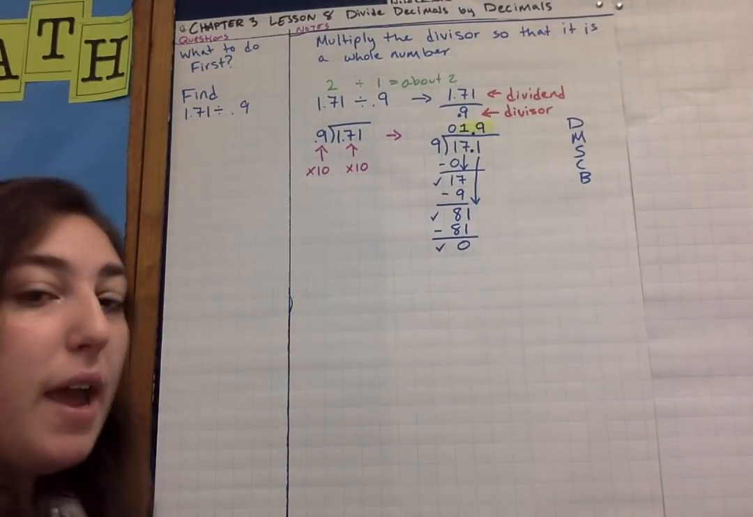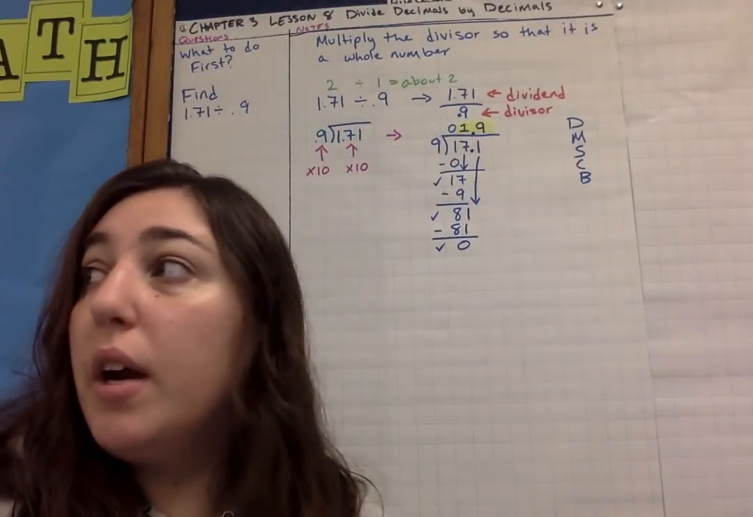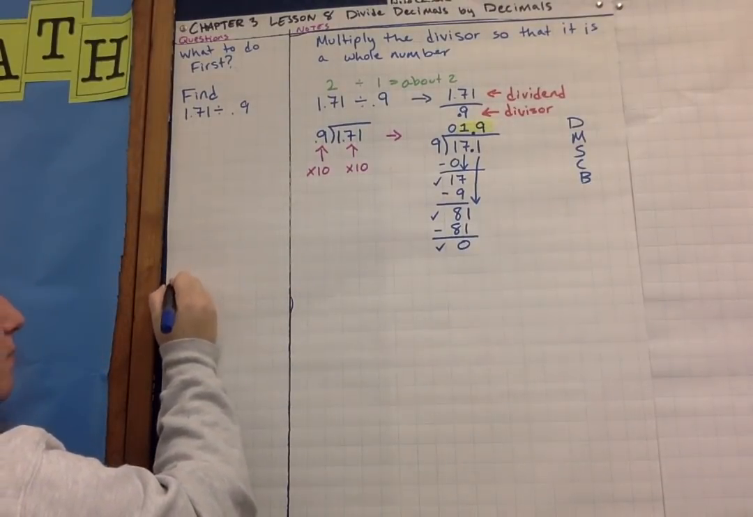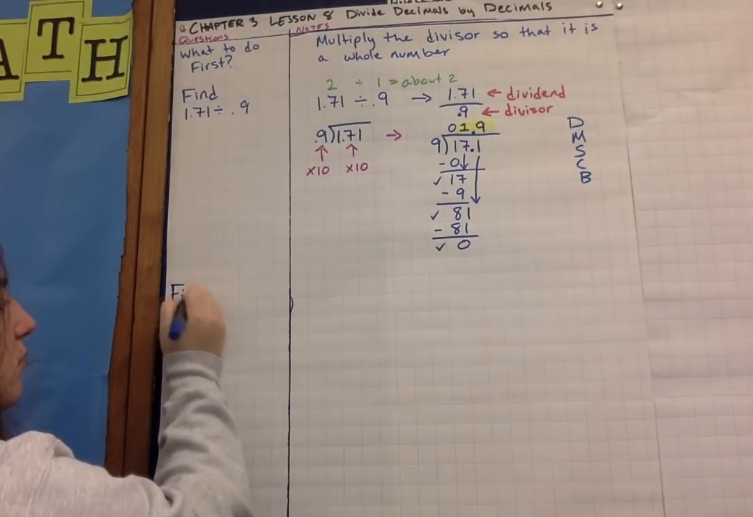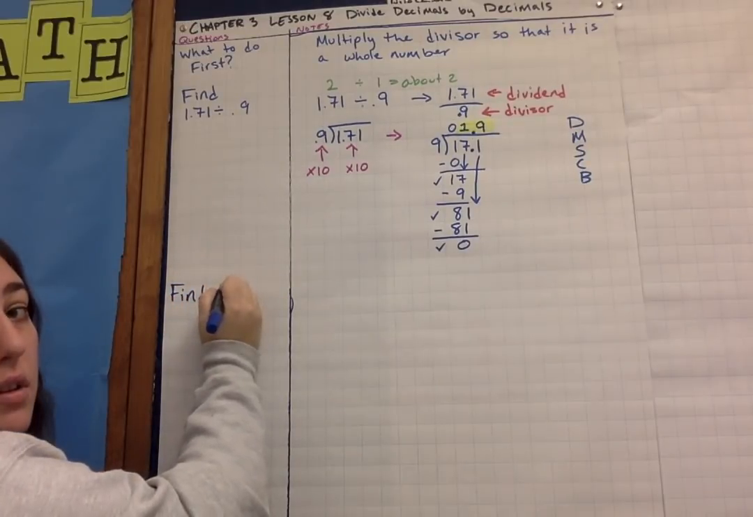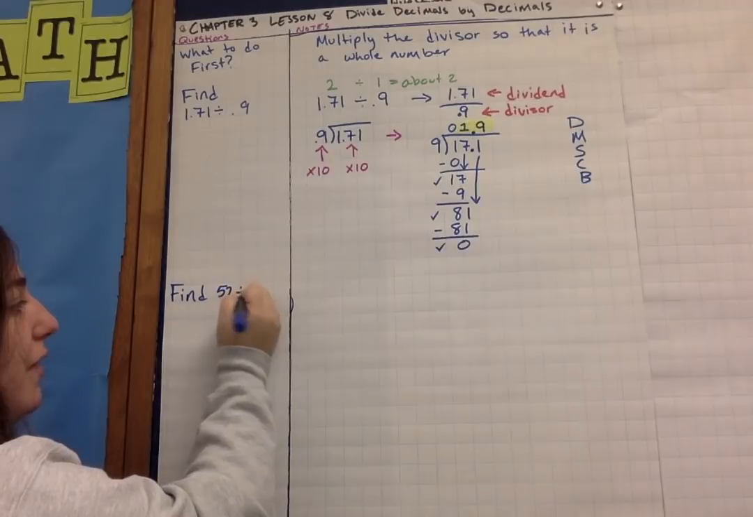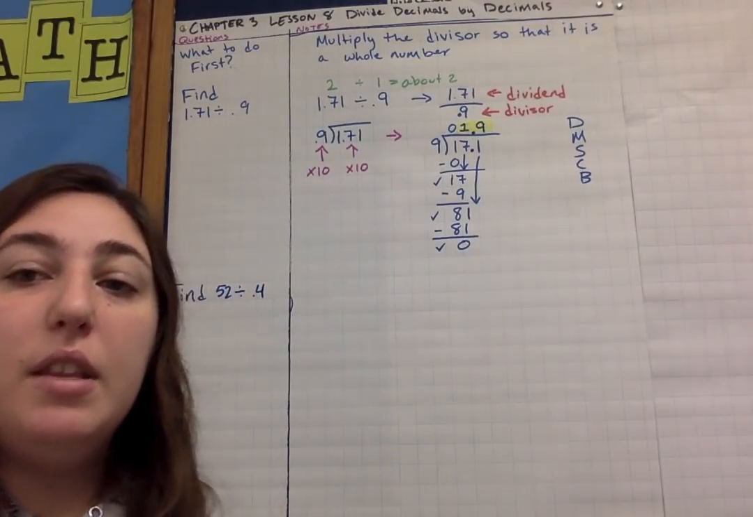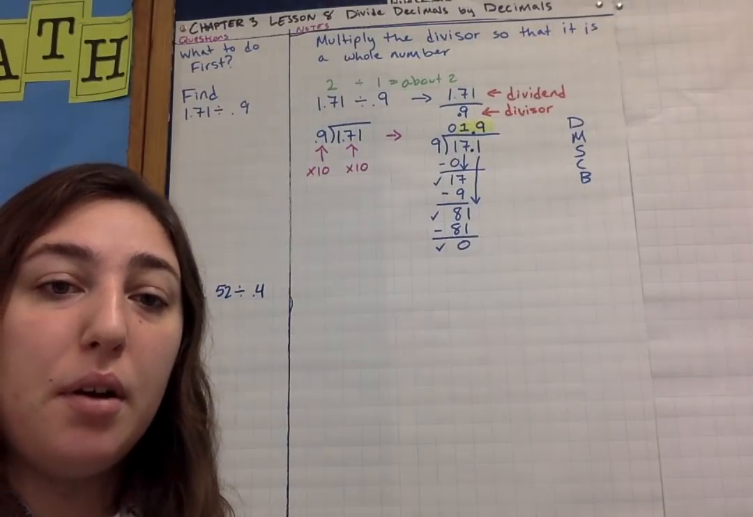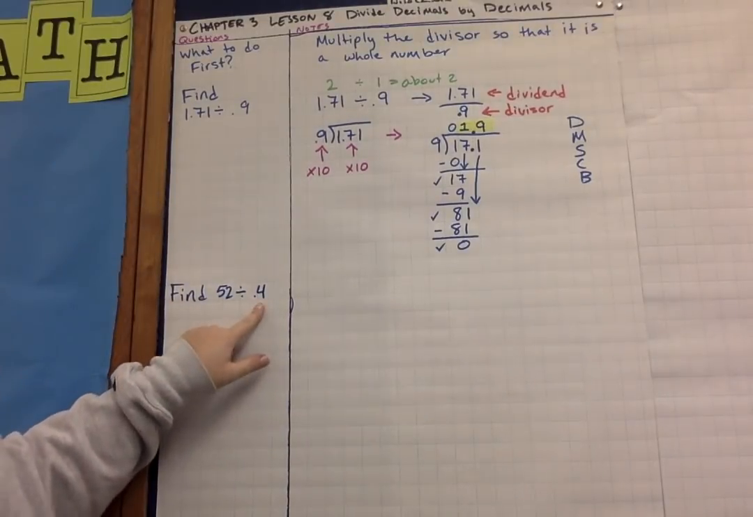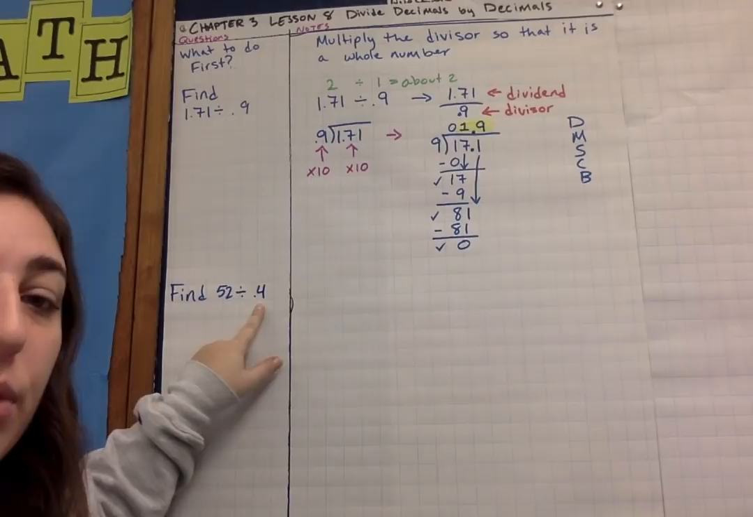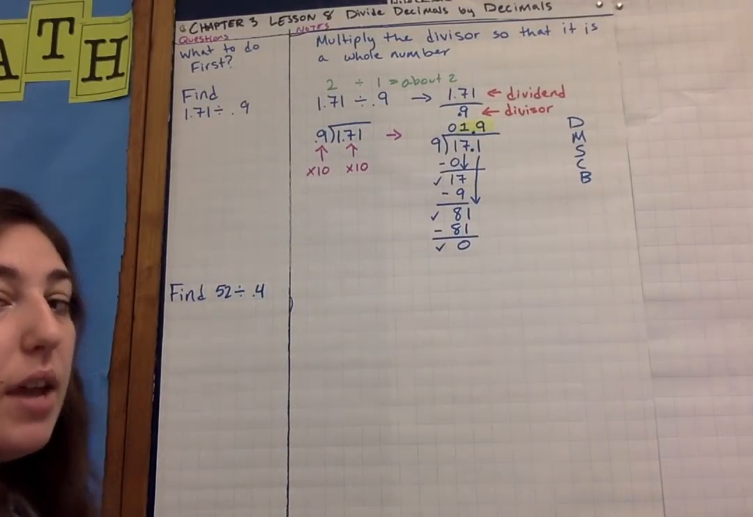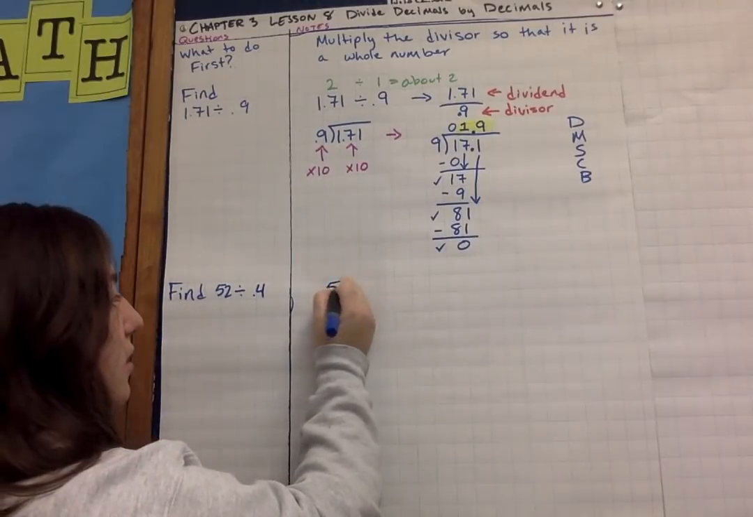So now let's try another example. So we are going to find 52 divided by 0.4. Okay, so in this problem we already have a whole number, but the problem is that our divisor is a decimal, so we still need to multiply by 10. Okay, so let's rewrite how this looks.